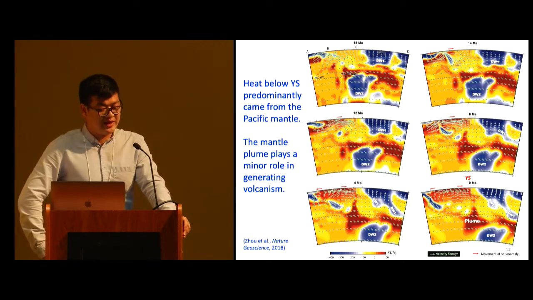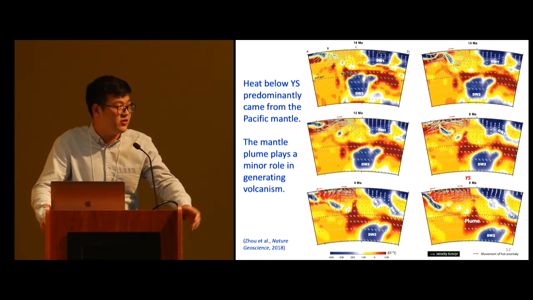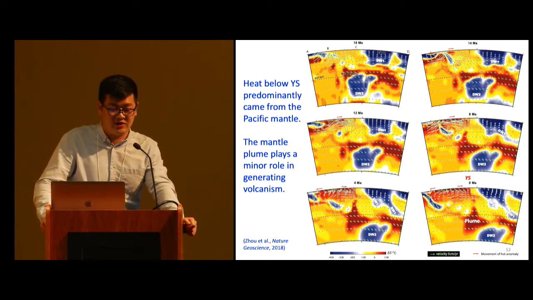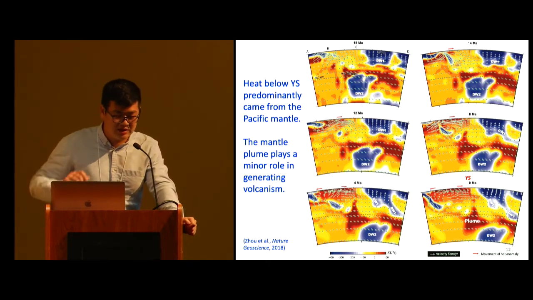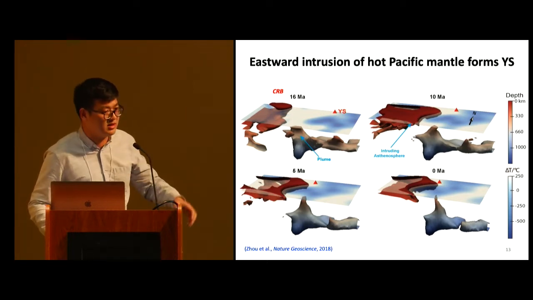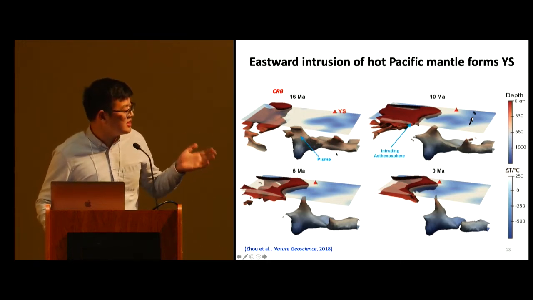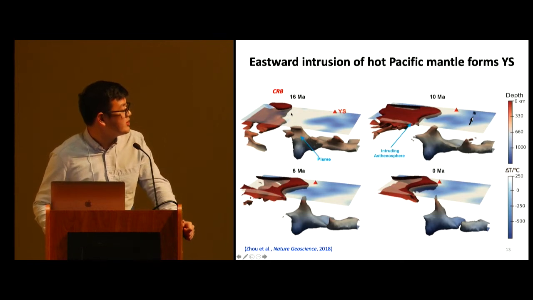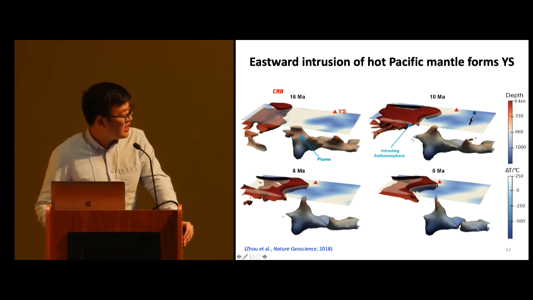So from this model, we conclude that the heat below Yellowstone predominantly came from the Pacific mantle. The mantle plume plays just a minor role in generating the Yellowstone supervolcano. This model can also explain the last 20 million years of volcanism in the entire western US. In the first 3D view, here are two isothermal surfaces outlining the two piles of hot material beneath the western US, and the color means the depth. We can see the plume always stays in the deep mantle and is not connected to the surface. But the hot material from the Pacific Ocean intruded into the western US and just reached the Yellowstone area at present day.